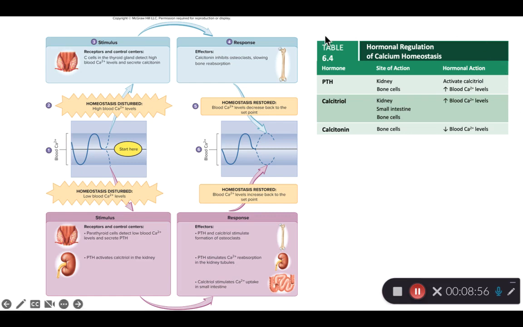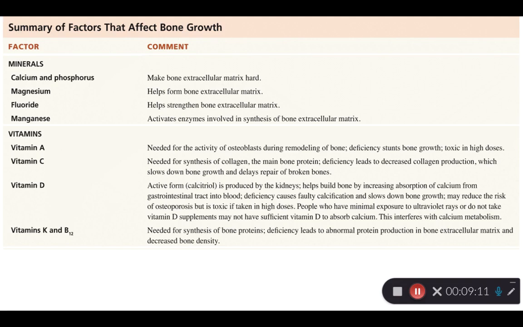Here's a little table showing the major players: parathyroid hormone, calcitriol, again, vitamin D, and calcitonin is the hormone from the thyroid. Okay, basically we're going to wrap up this chapter by looking at all the things that might influence bone growth and bone health. All right, so notice this slide is all about minerals and vitamins. All right, there's a number of vitamins and minerals you need in your diet to help maintain nice, healthy bones. So let's just go over and highlight some of the key ones.